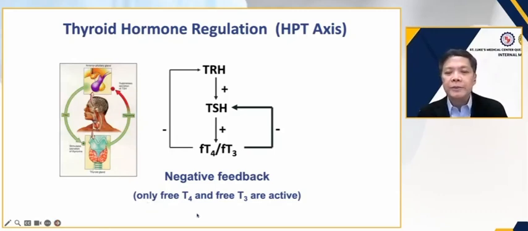It's important to know that only the free T4 and the free T3 are active. So what do we mean by free T4 and free T3? Both T4 and T3 are highly protein bound. We'll talk about this a bit further. It's only the free, unbound portion of the thyroid hormone that is functional in the periphery, or biologically active. And it's only the free T4 and free T3 that can exert negative feedback to the anterior pituitary. This is important to know as we interpret thyroid function tests later.